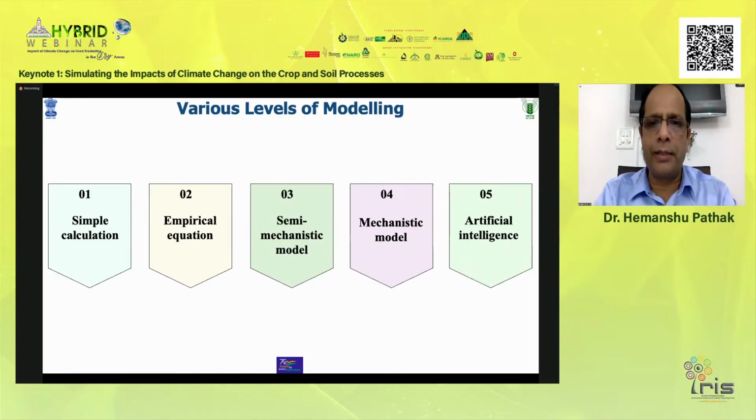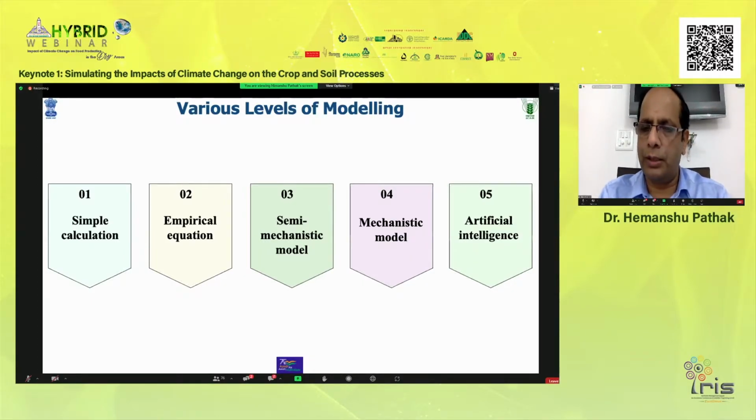Now there are various levels of modeling. It could be a simple calculation if you want some very quick and easy information. It could be some empirical equations. It could be a semi-mechanistic model. Mechanistic model means those mathematical equations simulate the mechanism underlying a particular process. Then of course there could be a fully mechanistic model. And now we can also use artificial intelligence, machine learning, and all of these new things which can give us more and more information.